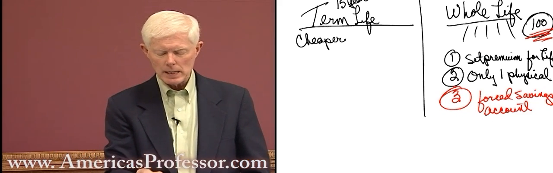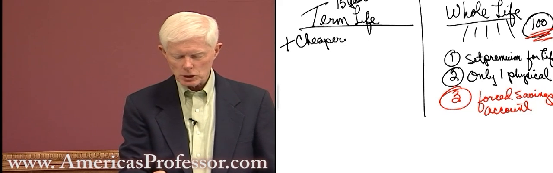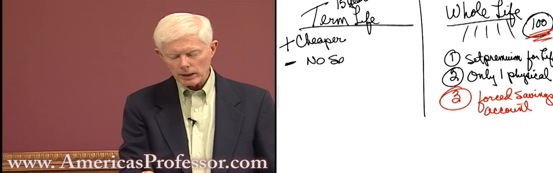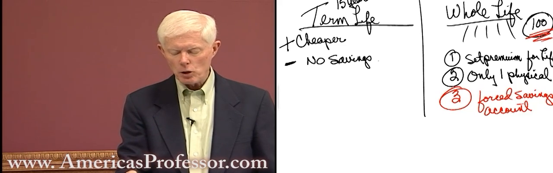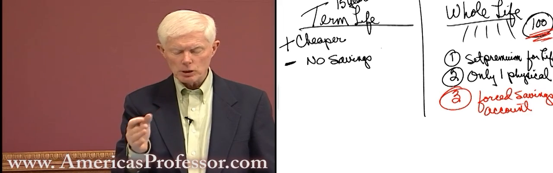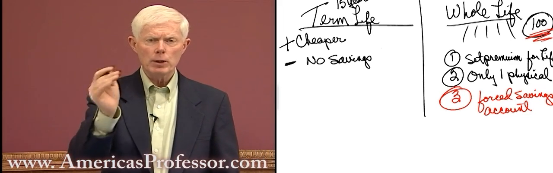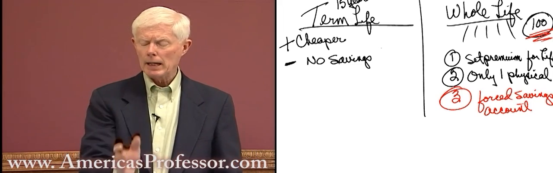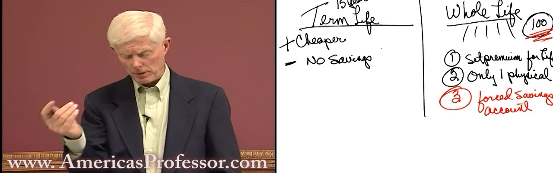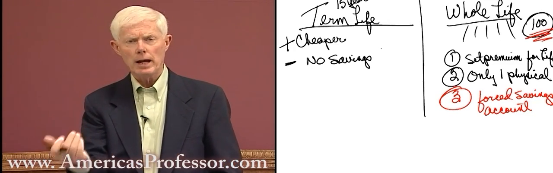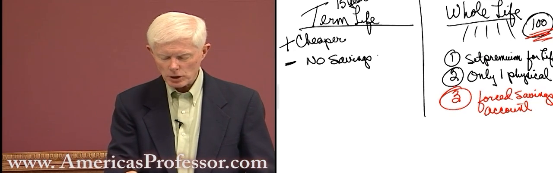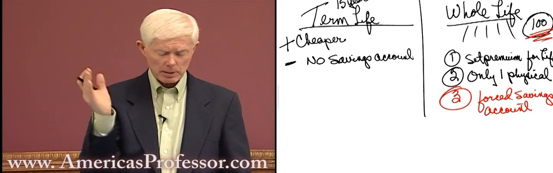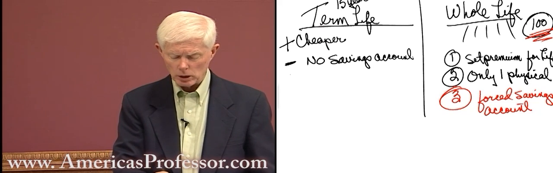But the downside here, although the plus is it's cheaper, the downside is I have no savings account. That is, I don't have any money in the policy that I can access. I can't borrow against it. I can't cash it in. At the end of the 15 years, I get nothing back. Now, if I'd paid into a whole life policy for 15 years, I would have this savings account I could borrow against or cash in. So no savings account, and I think I need that because otherwise Nancy or I will spend all the money.